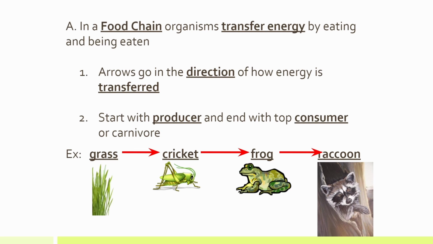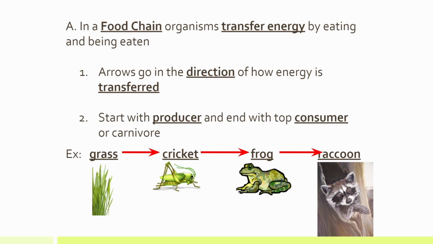Grass is a producer. It's an autotroph. It produces its own energy. Then we move next to the cricket, a consumer that eats the grass. Next, we move to the frog, which is also a consumer, but above the cricket. And the frog eats the cricket. And last, we're at the top consumer, or carnivore, the raccoon, which eats the frog.